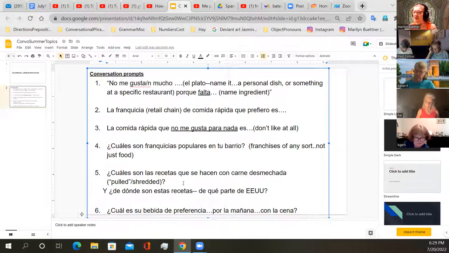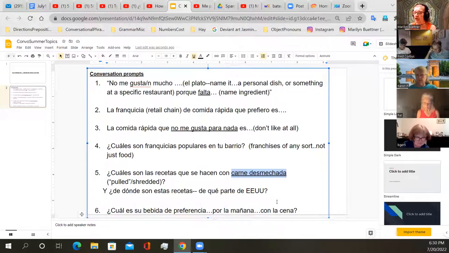¿Cuáles son las recetas que se hacen con carne desmechada? Here's another vocabulary thing. Carne desmechada es el término que usamos para pulled or shredded. Okay. ¿Cuáles son las recetas que se hacen? What are the recipes that are made? Are made, se hacen.